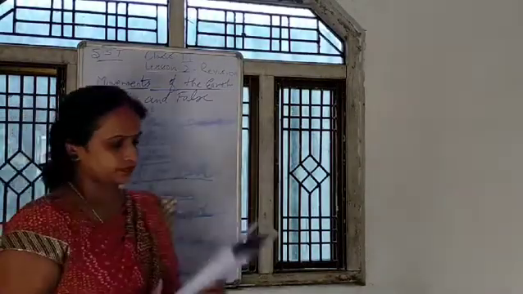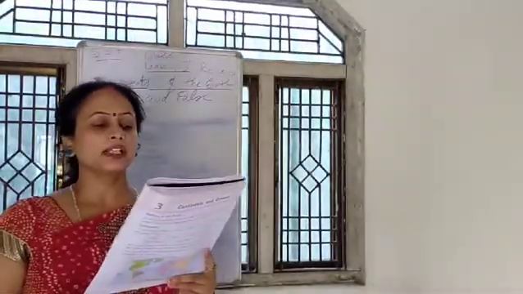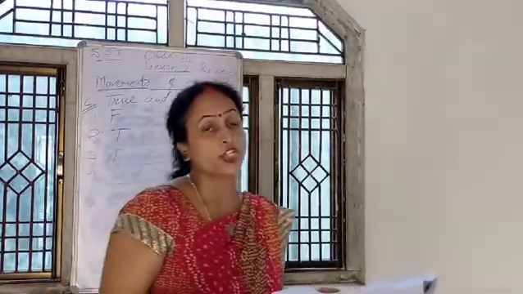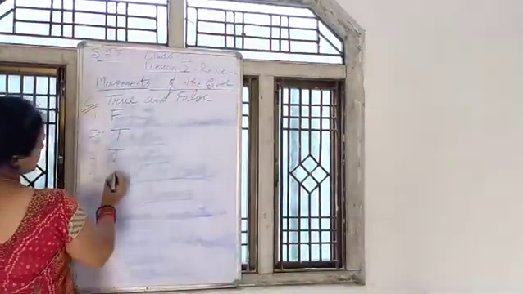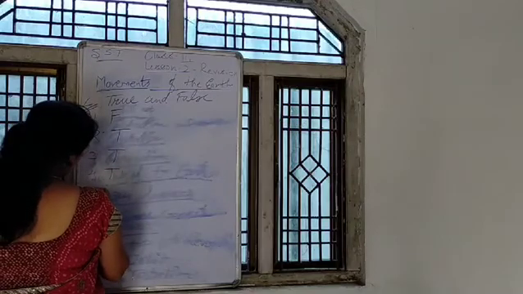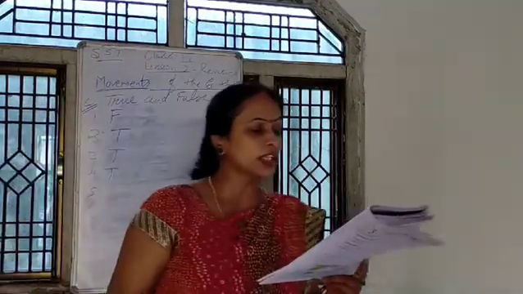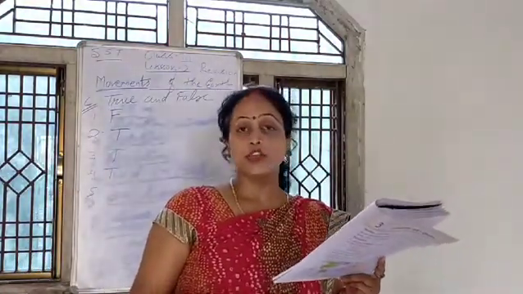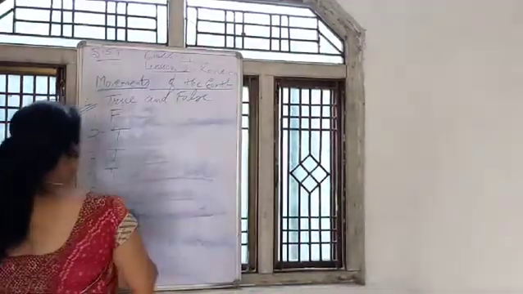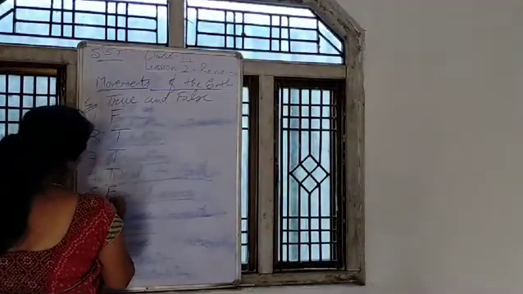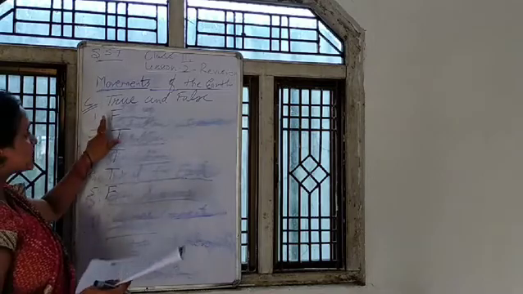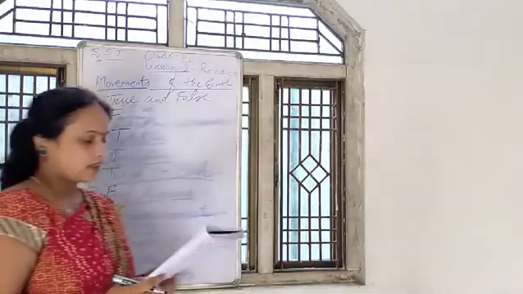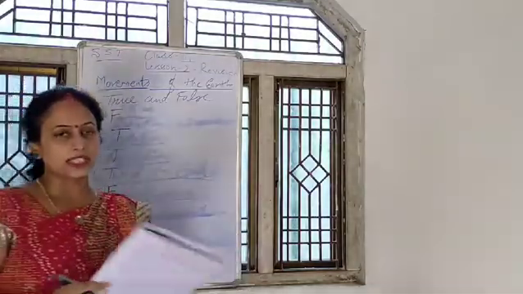Now the fourth one. A leap year comes after every 4 years. Definitely a leap year comes after every 4 years. So this statement is also true. Now the fifth question: a leap year has 266 days. So this statement is false. Now true and false: the first one is false, second true, third true, fourth true, and the last one is false.